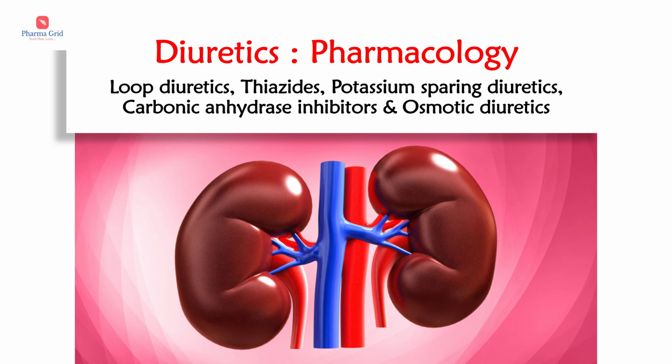So today we are going to discuss the pharmacology of diuretics, which includes the mechanism of action, pharmacokinetics, adverse effects, drug interactions as well as therapeutic uses of loop diuretics, thiazides, potassium sparing diuretics, carbonic anhydrase inhibitors and osmotic diuretics. Regarding the anatomy and physiology of the kidney, I have already discussed it in my previous video. Please go and watch it so that you get a continuation of diuretics.